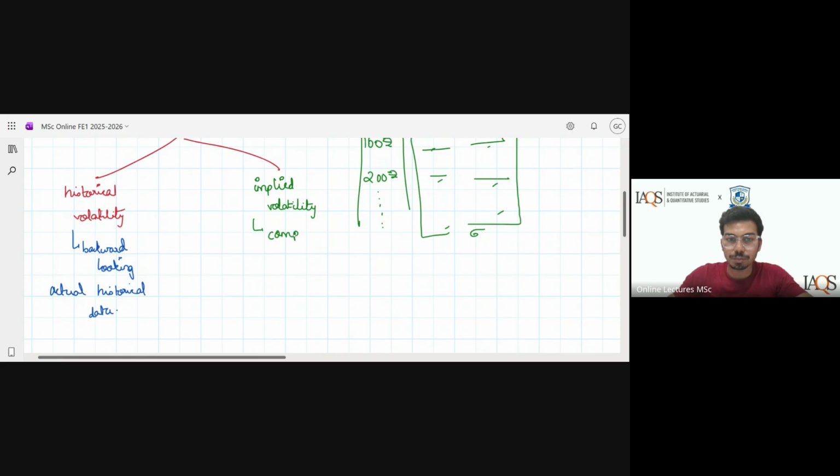It's computed based on actual option prices.